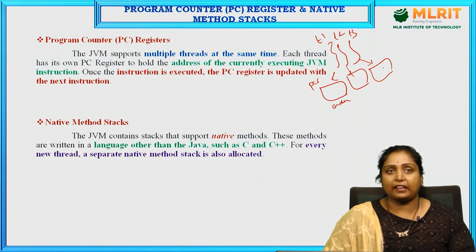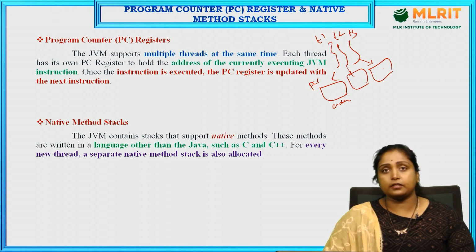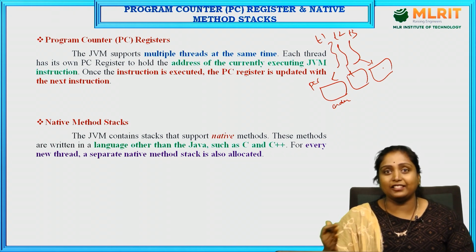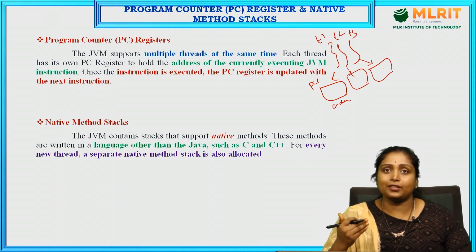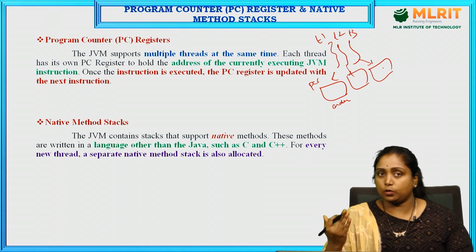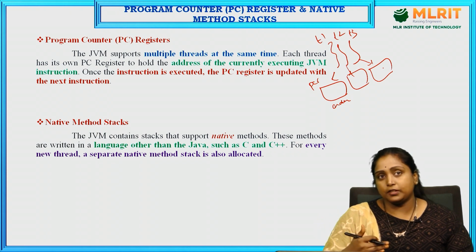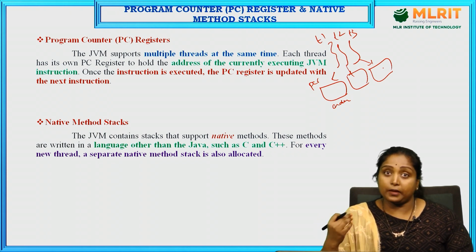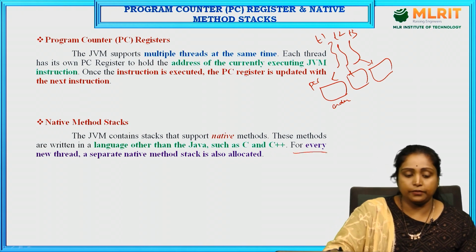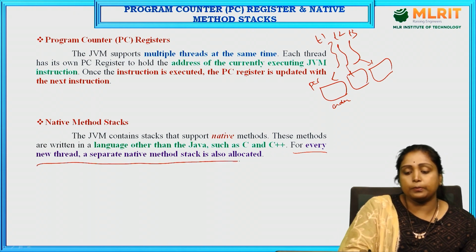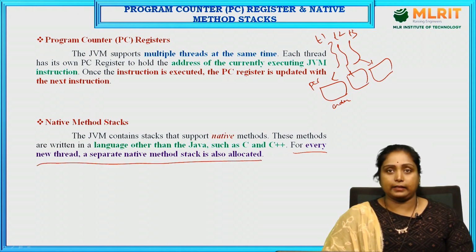Coming to the native method stacks. Native method stacks are there because Java also supports other languages. So the methods which you have written in other languages like C, C++ or Python or anything that is supported in the JVM would be saved in the native method stacks. For every new thread, a separate native method stack is allocated.